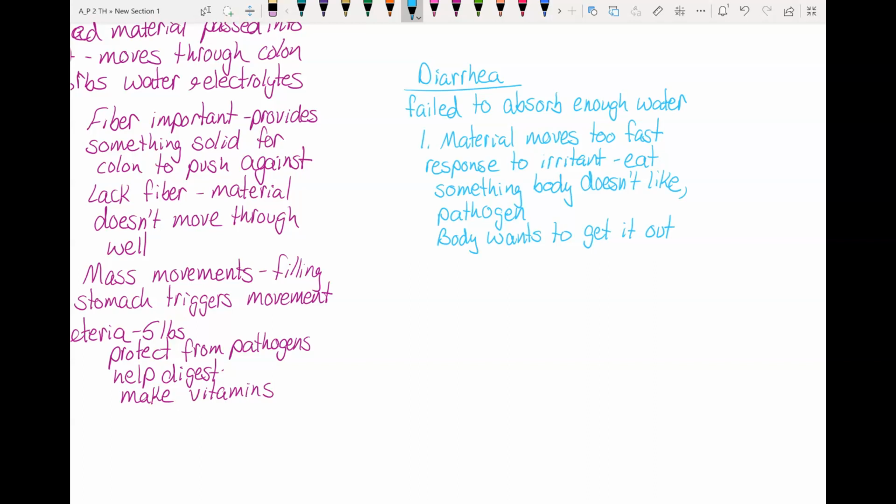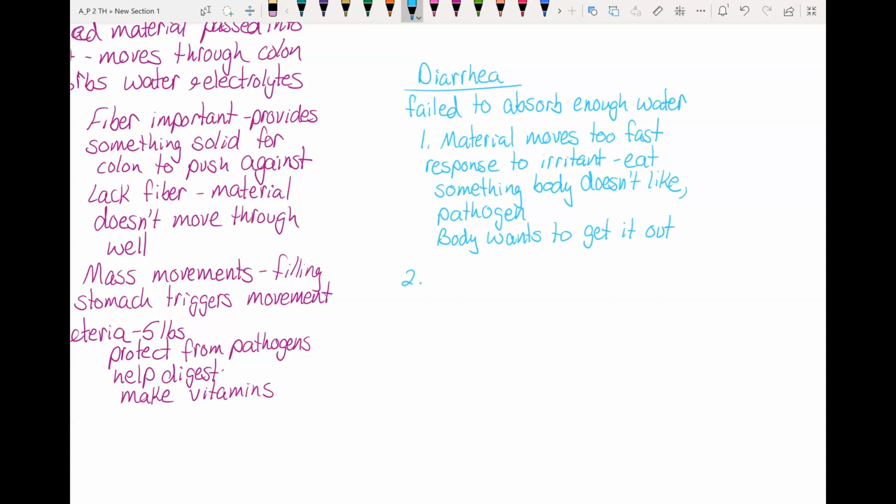So a healthy adult who has a mild case of diarrhea, you're better off to just let it go, not take medicine to try to stop the diarrhea, because you're getting the irritant out of your body. Once it's out, you can recover and go back to normal. If you take something like Imodium to try and stop the diarrhea, you're just keeping that irritant inside you where it's going to keep irritating your body.